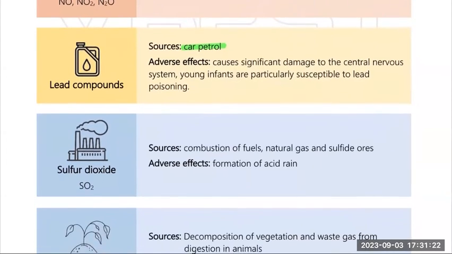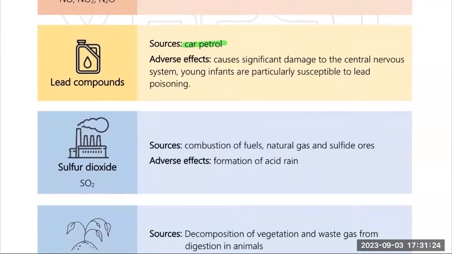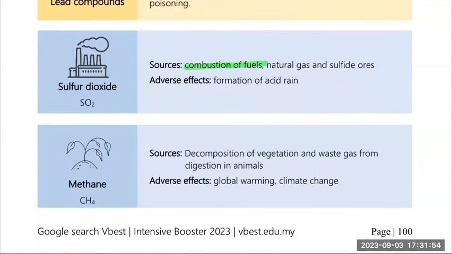Anyway, then sulfur dioxide. Sulfur dioxide does not come from the car engines. Sulfur dioxide mainly comes from industry, which means any combustion of fuel containing sulfur compounds. Any fuel like petroleum or natural gas has sulfur atoms, and when they burn, they produce sulfur dioxide. Then sulfur dioxide, same as oxide of nitrogen, will form acid rain.